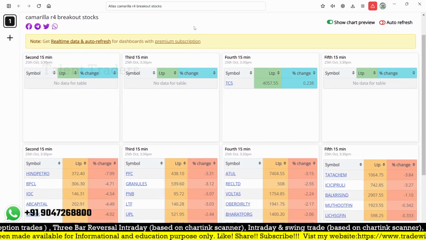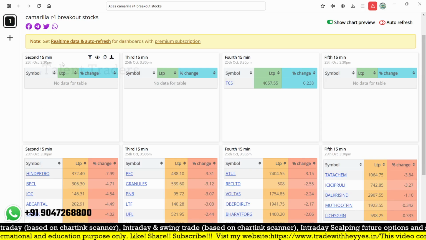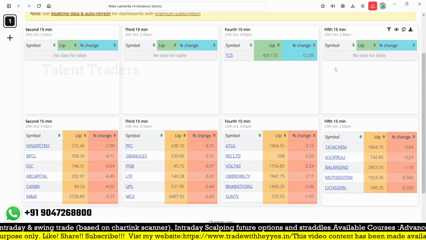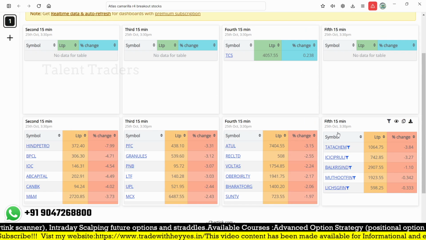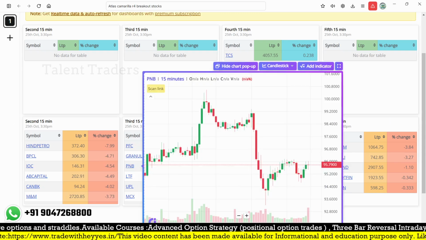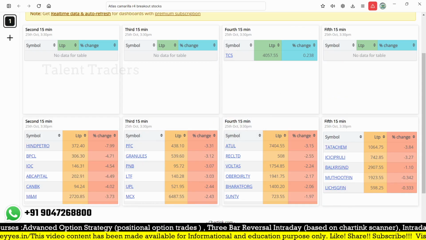In this particular sheet, it shows the second 15 minutes, third, fourth, and fifth. For intraday, this may be a good time, the second, third, fourth, and fifth. What I'm normally focusing on is the second 15-minute candle. Let me show how I find the trade opportunity using the sheet.